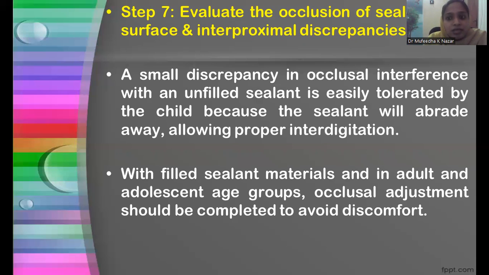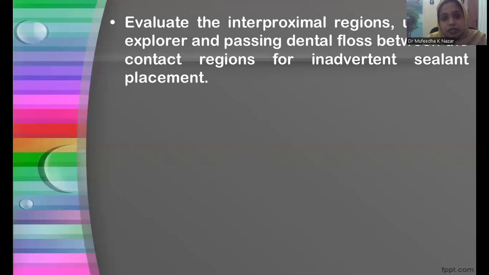The small discrepancies in the occlusal interference seen in an unfilled sealant are easily tolerable by the child patient because the sealant will abrade away. While with the filled sealant material and in the adult and adolescent age group, occlusal adjustment should be completed to avoid discomfort. Now, evaluate the interproximal regions using an explorer or by passing dental floss between the contact region for any inadvertent sealant placement.